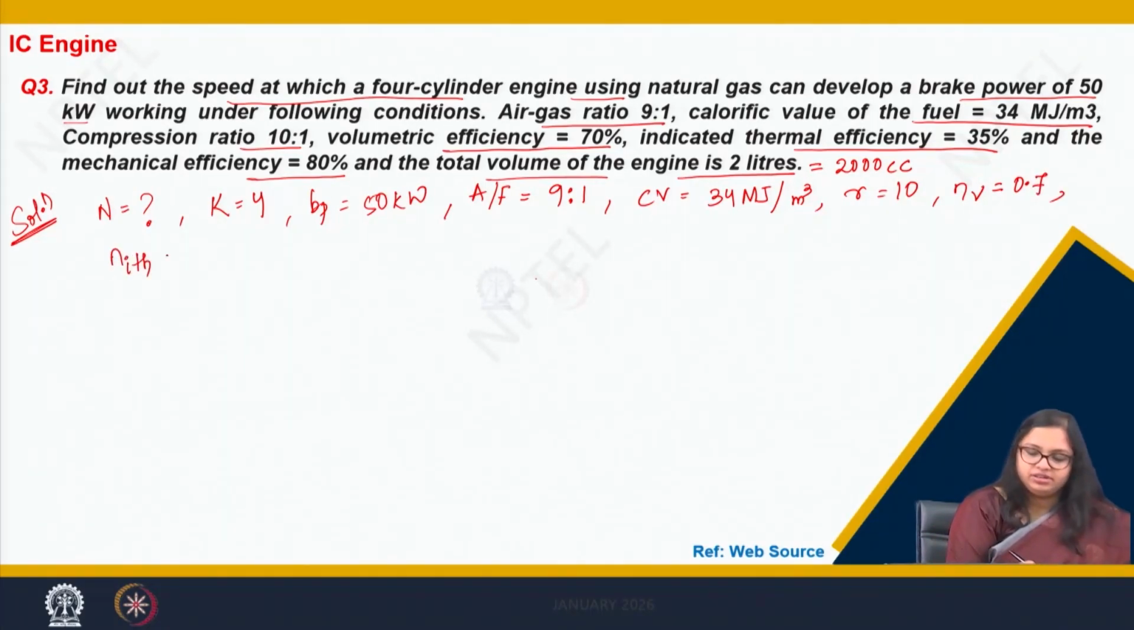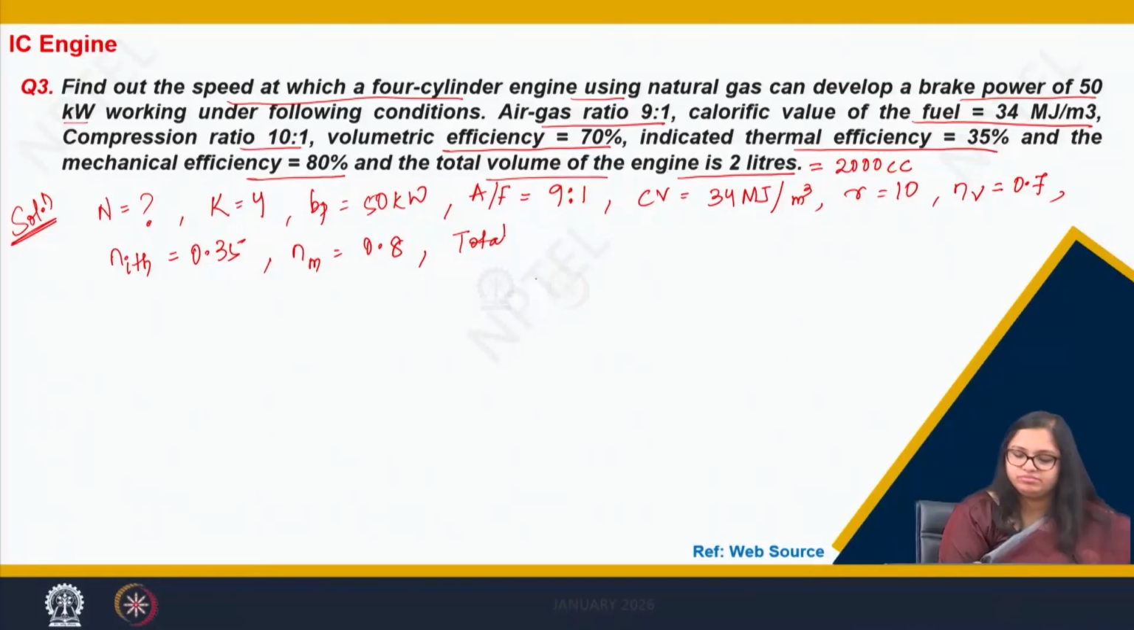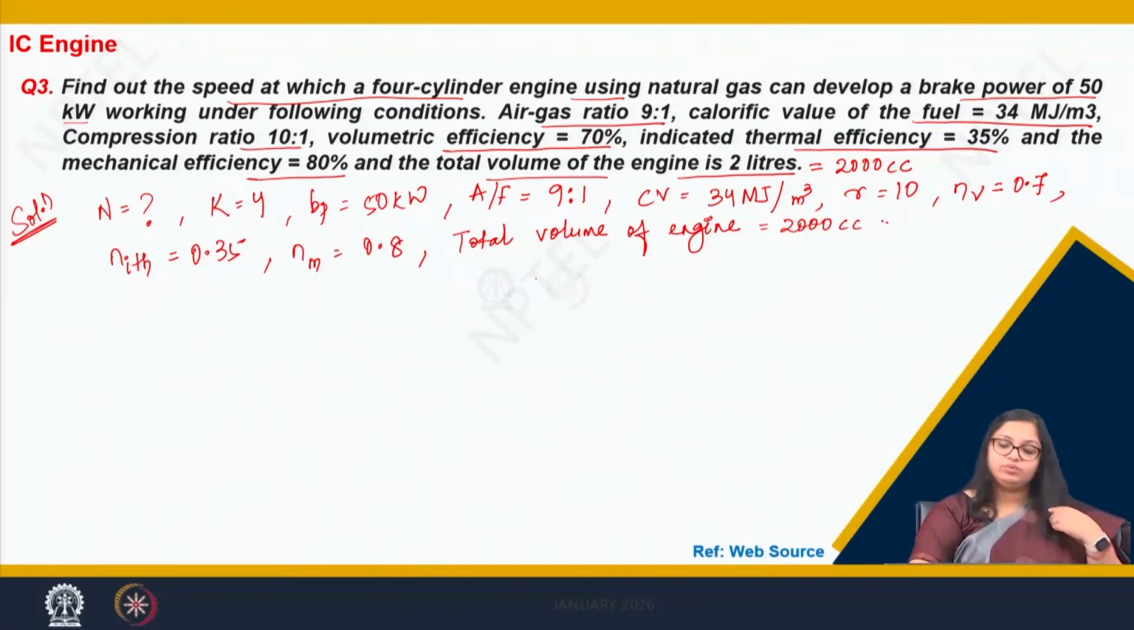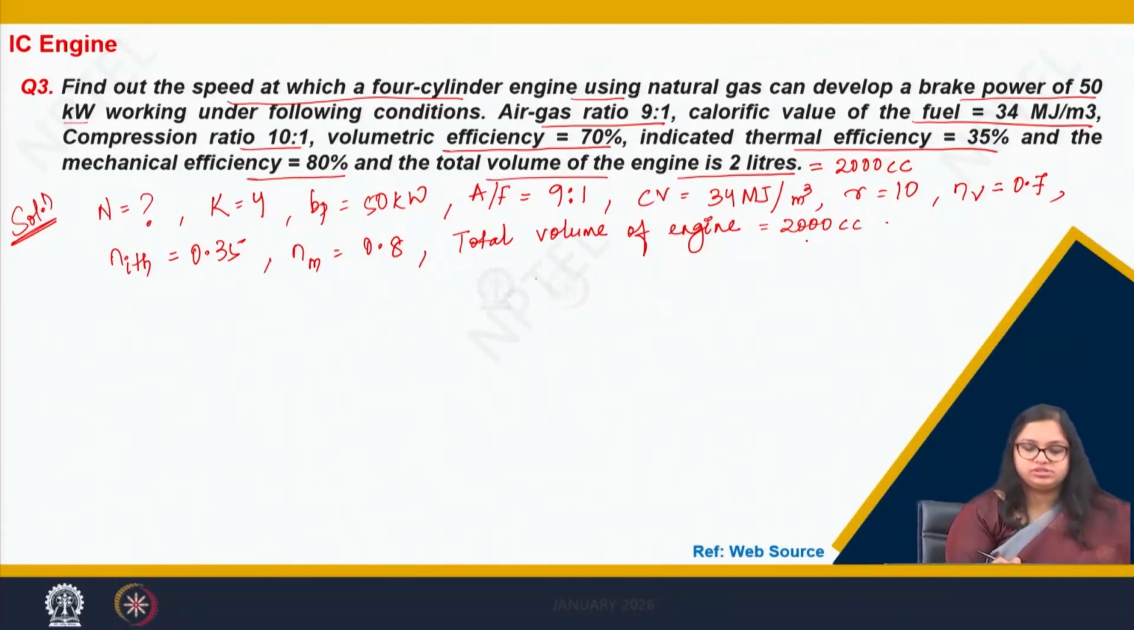Indicated thermal efficiency is given as 0.35. Mechanical efficiency is given as 0.8 and the total volume of engine for a 4 cylinder is given as 2000 cc. So, here what do we see, that the total volume of engine is 2000 cc.